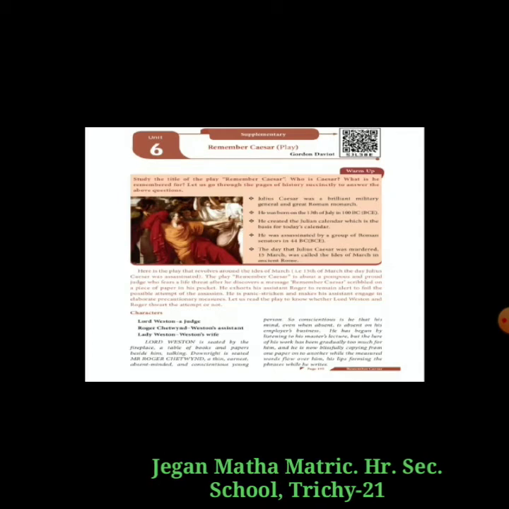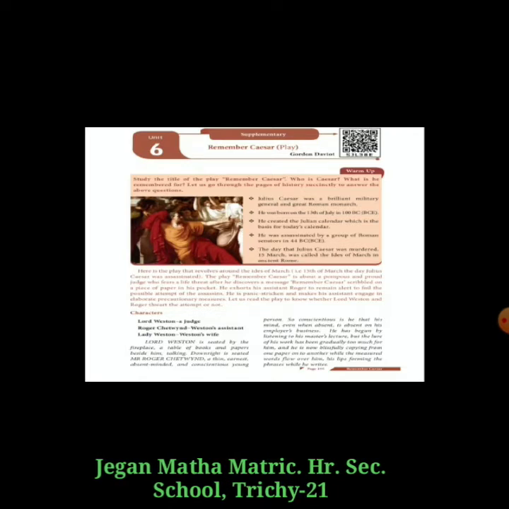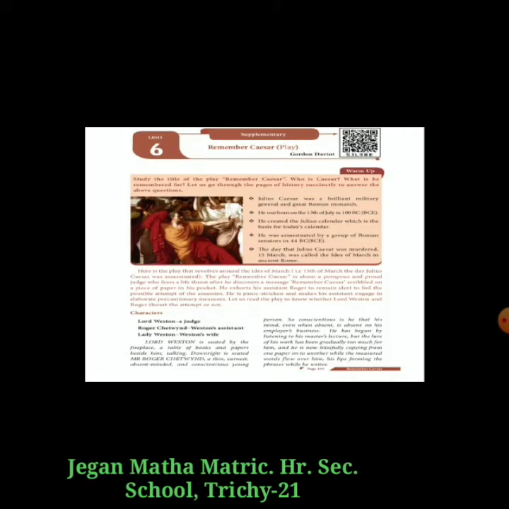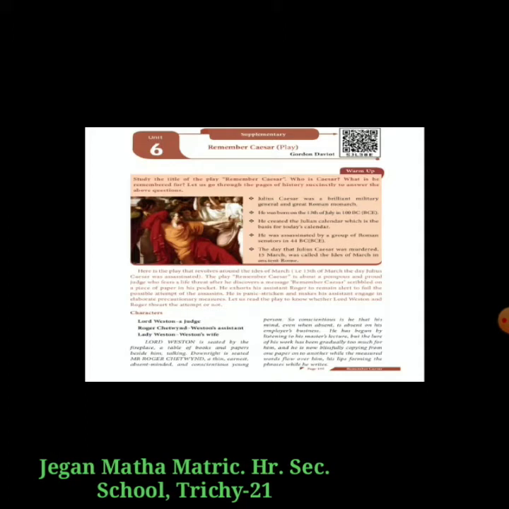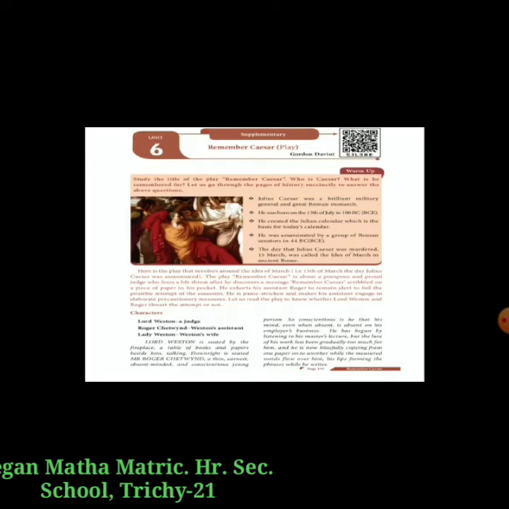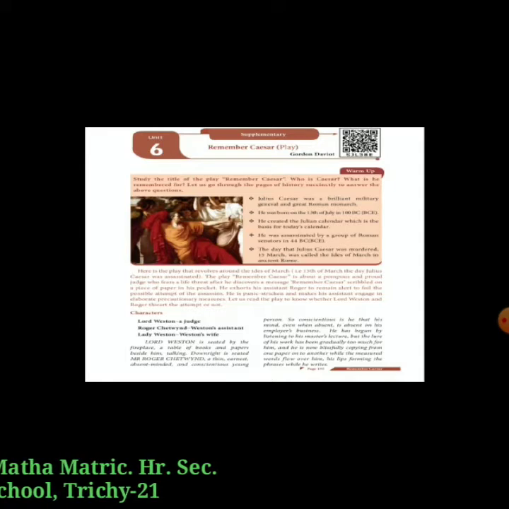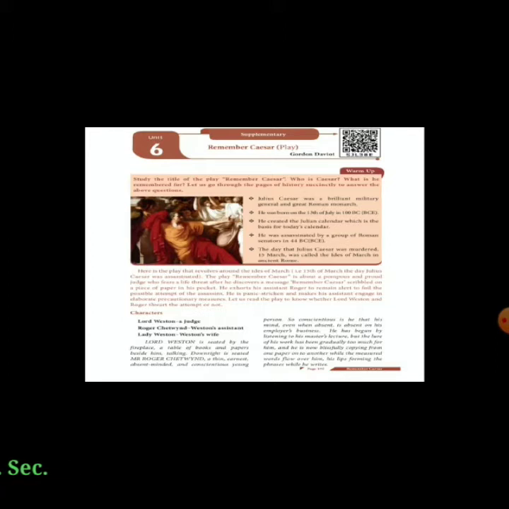Downright is seated Mr. Roger Chetwynd, a thin, earnest, absent-minded and conscientious young person. So conscientious is he that his mind, even when absent, is absent on his employer's business. He has begun by listening to his master's lecture, but the load of work has been gradually too much for him, and he is now blissfully copying from one paper onto another while the measured words flow over him, his lips forming the phrases while he writes.